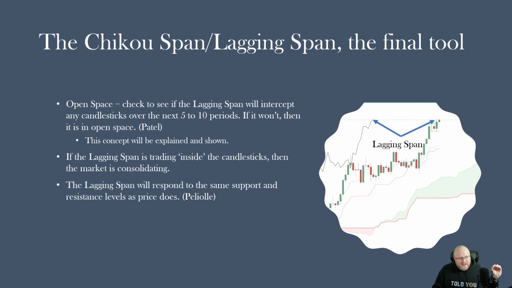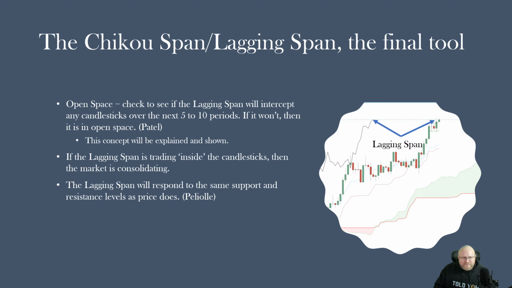Now, one of the things about it that's really cool, I don't know if I put it in here or not, but the lagging span will respond to the same support and resistance levels within the Ichimoku system that the current candle will. So it's like you're looking at two candlestick charts at the same time. And so you'll see times when price breaks out outside of the cloud and you're like, oh my gosh, it's above the cloud, it's above the Tenkan-sen and the Kijun-sen, price just has nowhere to go.